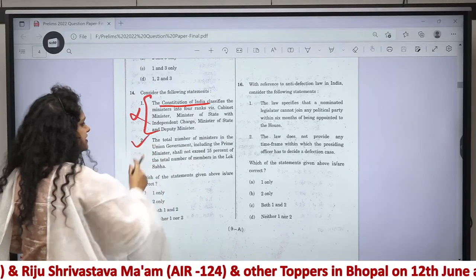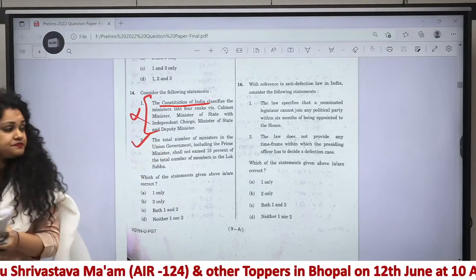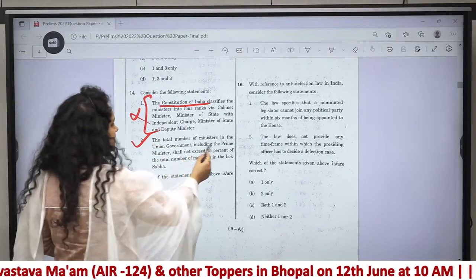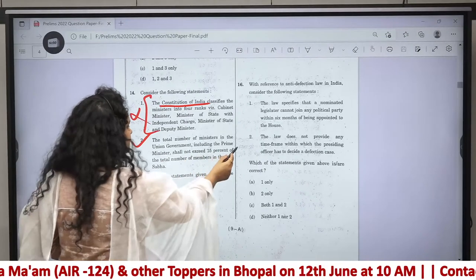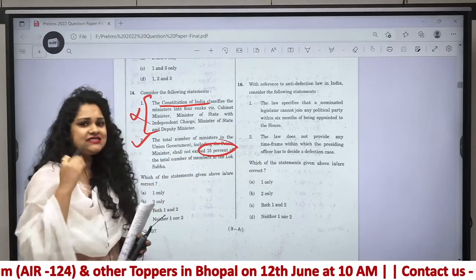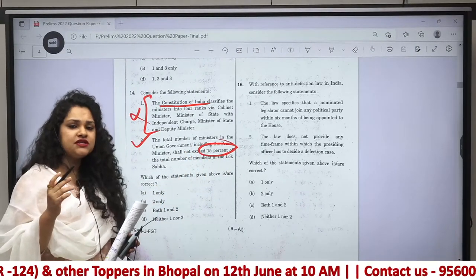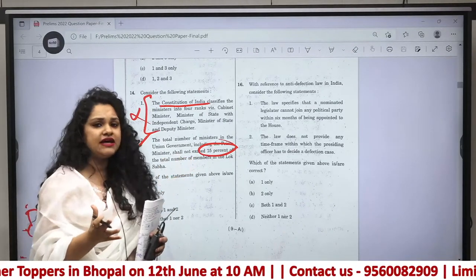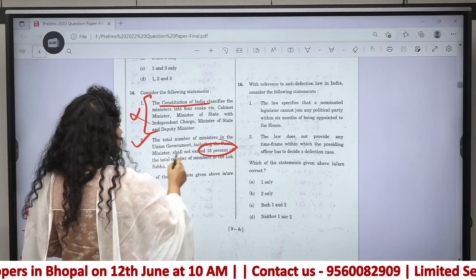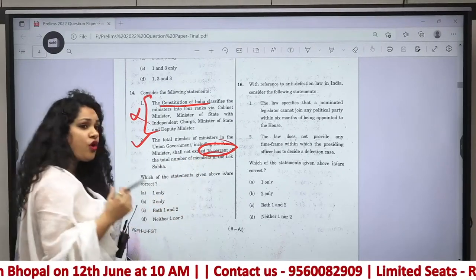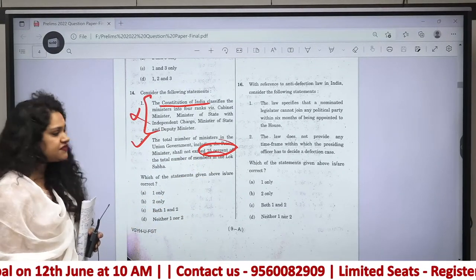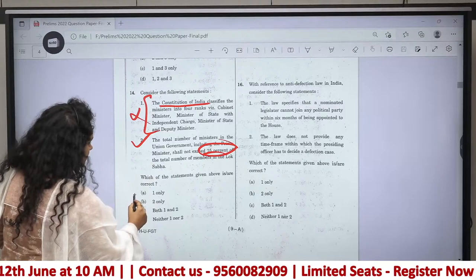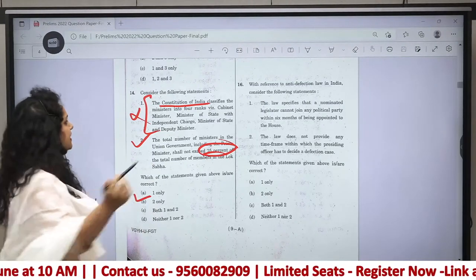Now coming on to the next, the total number of ministers in the union government, including the prime minister, shall not exceed 15%. A very straight-off-the-cuff kind of question. Article 72, as it is there, has been written here. We know that this is a correct statement. So yes, 15%, this is a constitutional mandate under Article 72. So our answer here is B again.